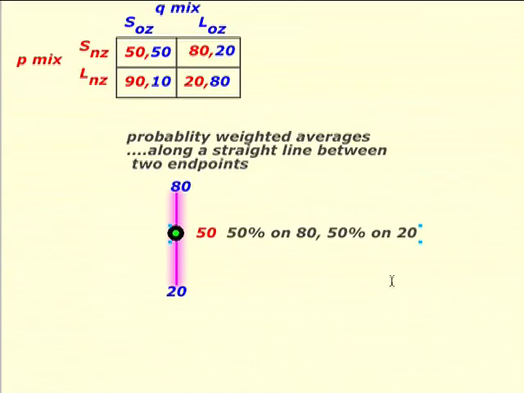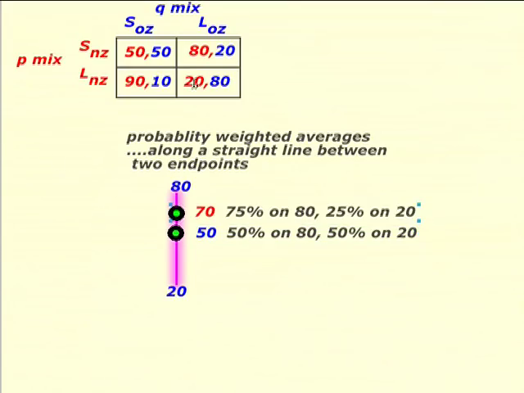So if we put a line between 80 and 20, go halfway in between, why halfway? Because we're just thinking of a PMIX for New Zealand of 50-50, then Australia's going to get a probability weighted average of 50. Come on, John, get your colors right. Because we're thinking of Australia here, okay, payoffs. On the other hand, I'm going to get the wrong color again.